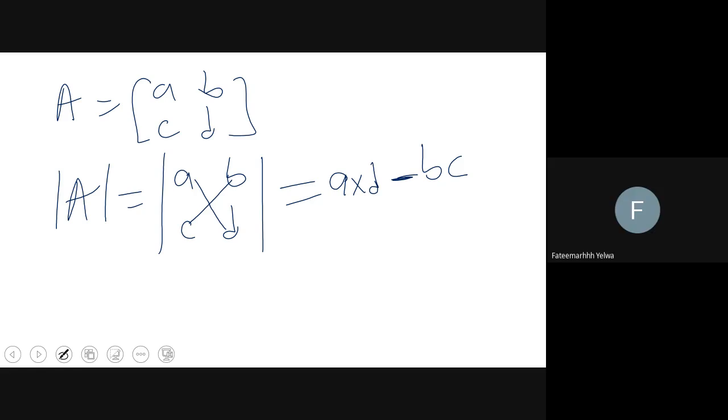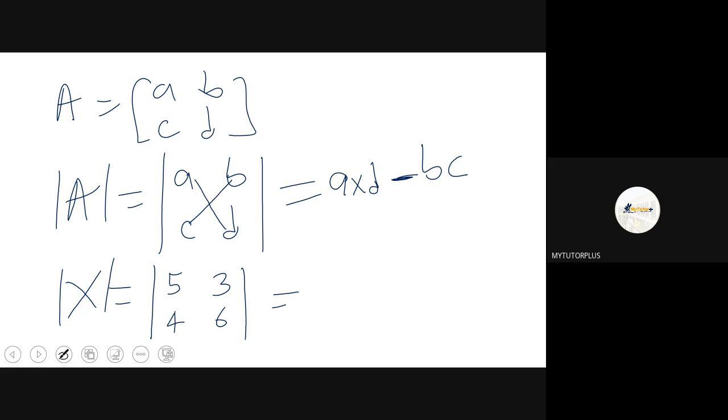Yes. Now, thank you. Let us use numbers to make it make sense. Let's assume the determinant of X equals 5, 3, 4, 6, for example. If I want to evaluate the determinant of this X, as you can see from the screen here, what will the determinant be, everybody? That'll be 5 times 6 minus 3 times 4.